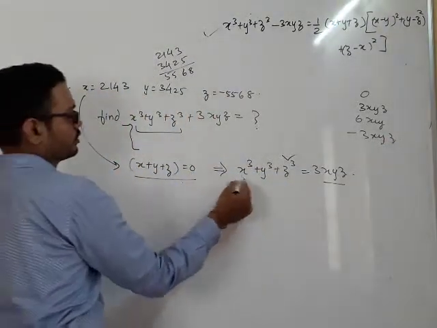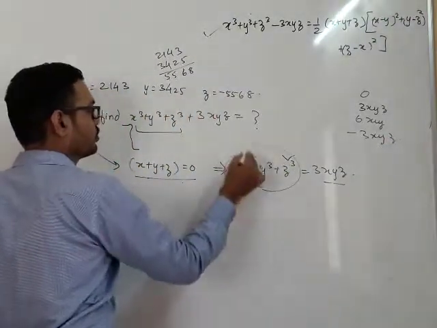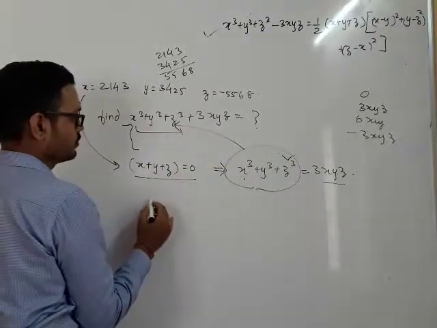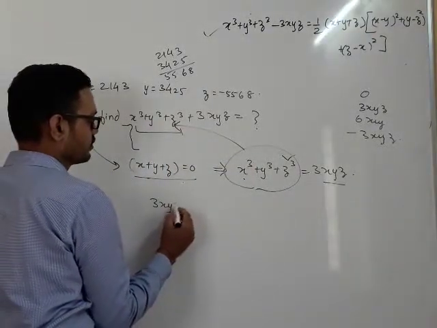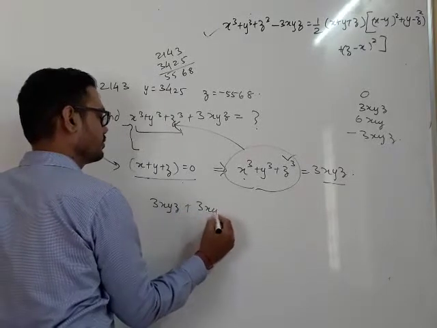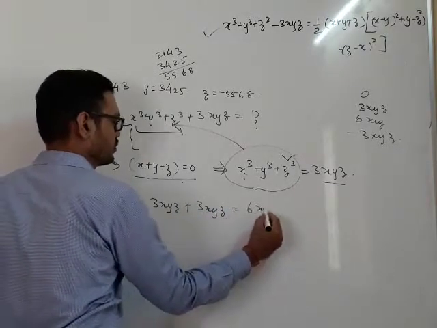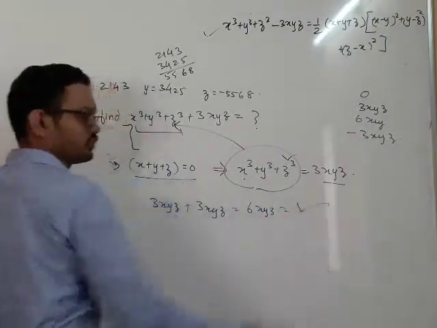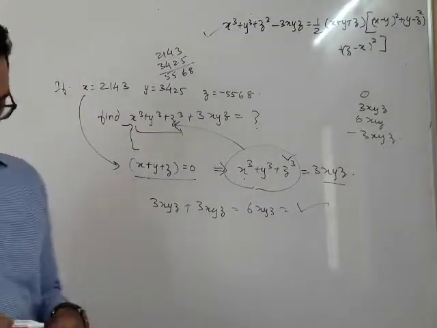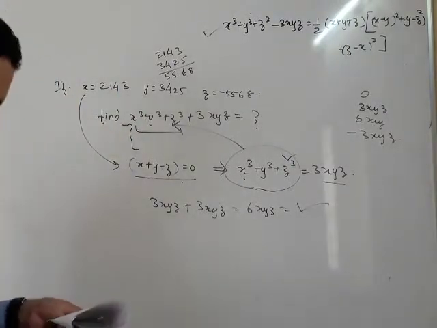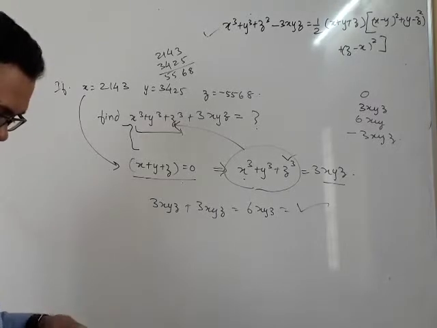So the moment you find this, put this value over here. So this becomes 3xyz plus 3xyz, 6xyz. That is your answer. Okay, just a straightforward implication of the formula.